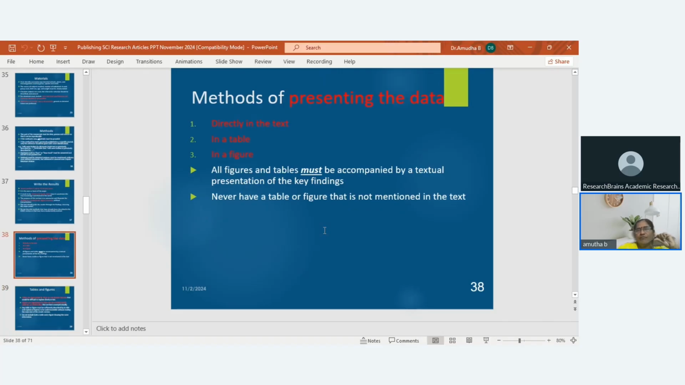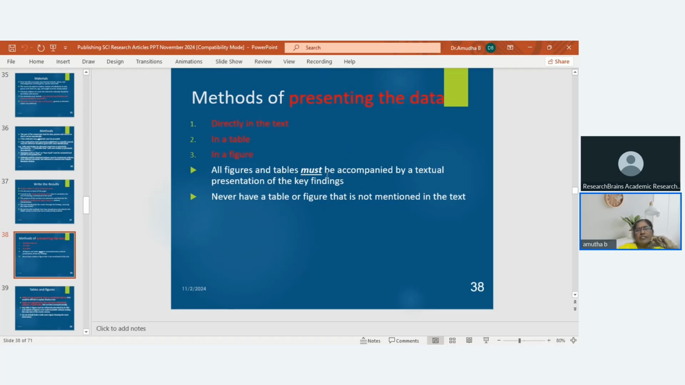Then, what is the data over which you worked? Directly you can present the data in the text itself, or in the annexure section, in a table, in a figure, or as a separate GitHub file. Nowadays journal editors are asking for the GitHub repository address also, where your data set is kept and where your experimentation is being done.